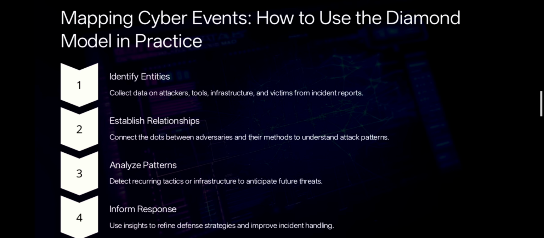At its core, the Diamond model posits that every cyber intrusion event can be described through the interaction of 4 key components. 1. Adversary, the individual or group responsible for the intrusion. 2. Capability, the tools and techniques employed by the adversary. 3. Infrastructure, the physical and virtual resources used to deliver the capability.